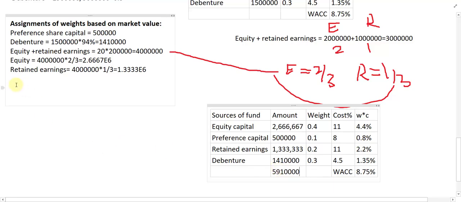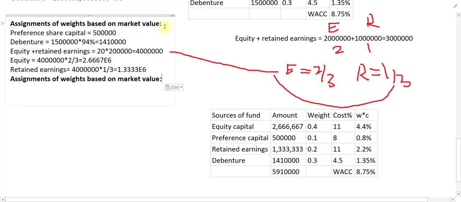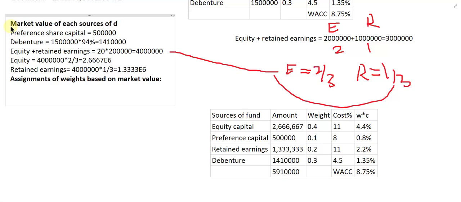How can we calculate the weights for each of them? So you can change this title. You can mention assignments of weight. And instead of assignments of weight, you can mention, for example, market value of each source of fund, right? Let me delete it from here. I'll take a copy and now mention the value here. Market value of each source of fund. Weights can be calculated now, right?